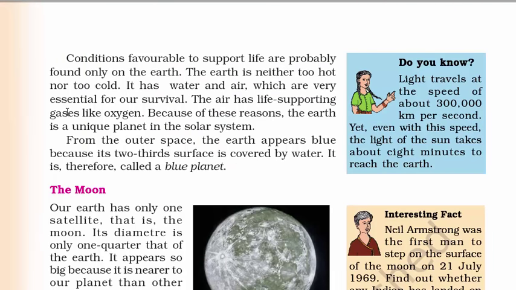In the fifth page, we have a little continuation of the planet Earth, and then we'll talk about the Moon. So let's read something about Earth. Earth has conditions favorable to support life, which are not too hot and not too cold. Remember this. A question can be asked: why is Earth a favorable place to live? These are the points that need to be mentioned for a good answer. One, it is favorable to support life, and the Earth is neither too hot nor too cold. It has water and air, which are very essential. The air has a life-supporting gas called oxygen. From outer space, the Earth appears blue because two-thirds of its surface is covered by water, and it is also called the blue planet. So, two-thirds surface. If someone asks how much of Earth's surface is covered with water, it's two-thirds.